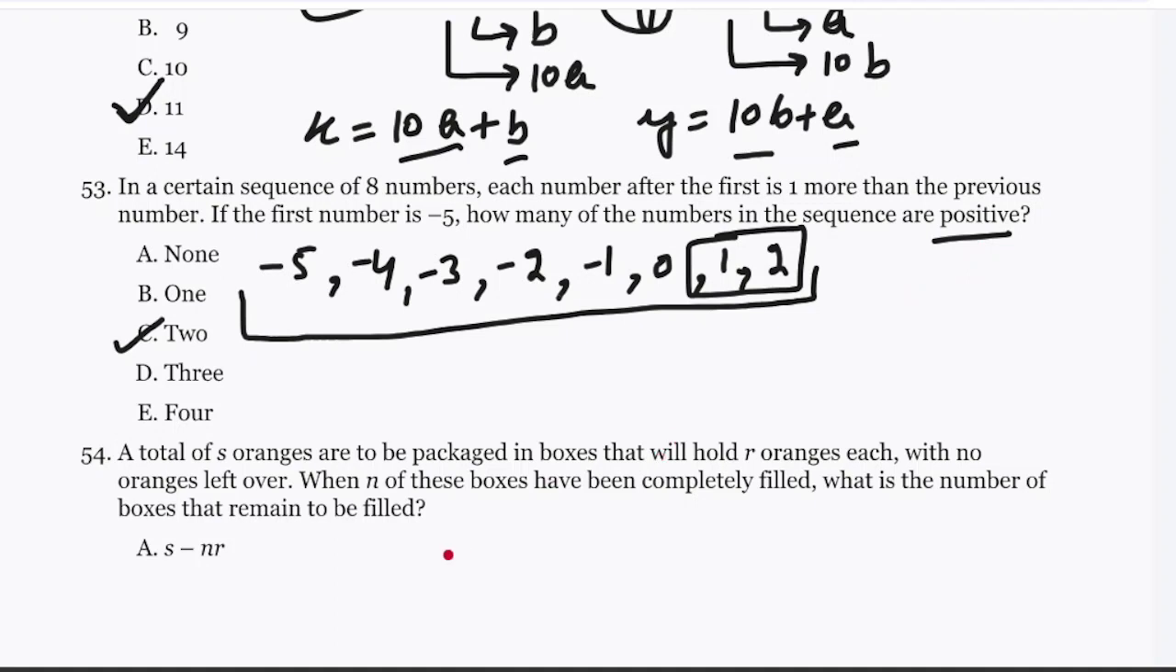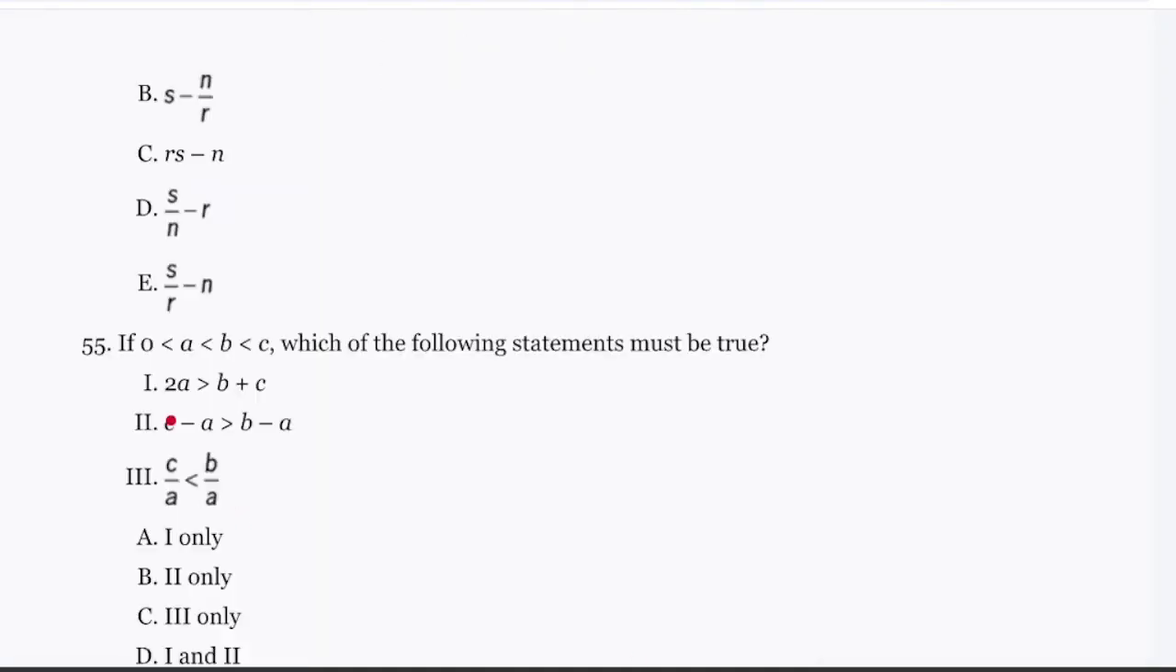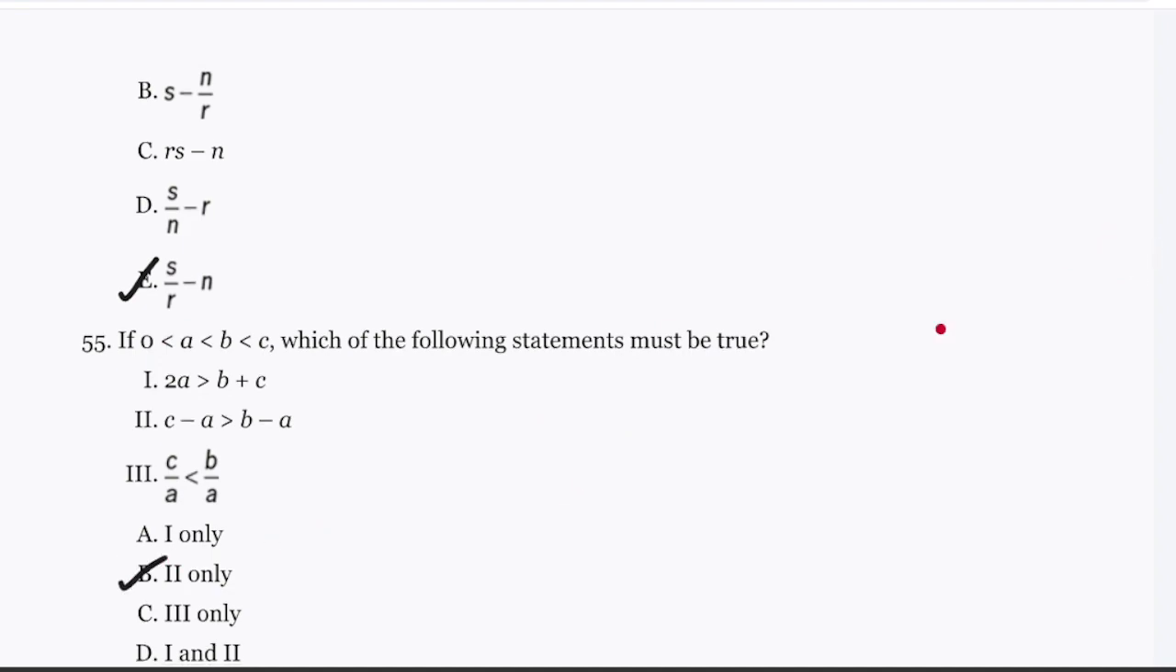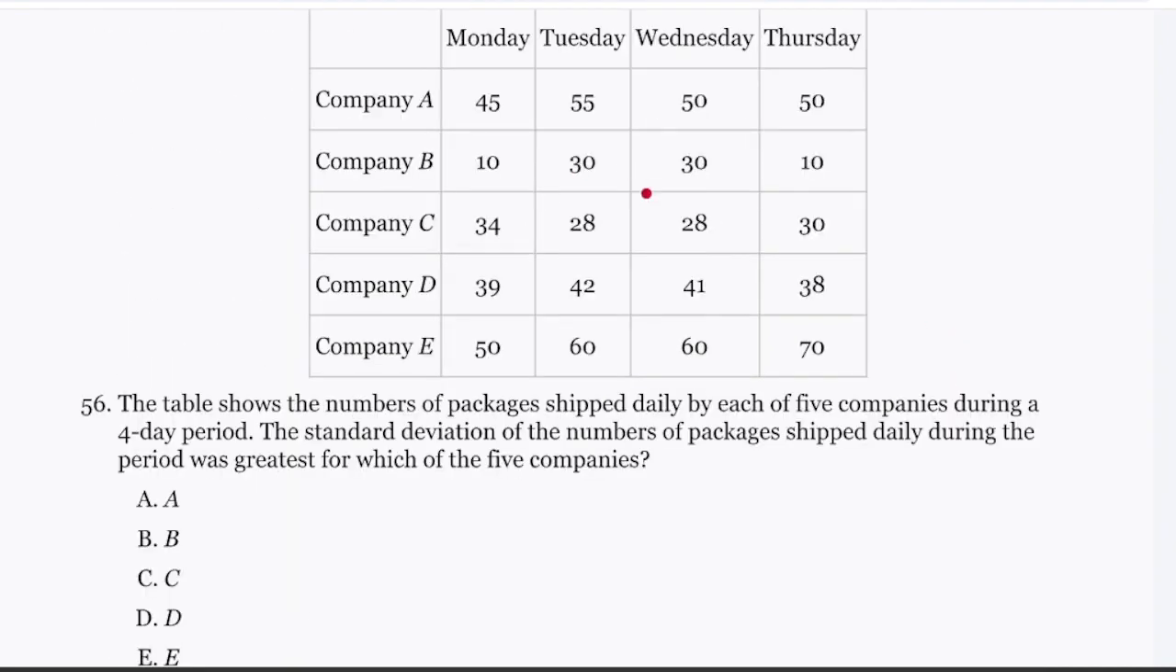Answer 54, please. S by R minus N. That is option number E. That is right. Number 55. 55 is B. Yes, this one. Okay. 56 says Monday, Tuesday, Wednesday, Thursday, company A, B, C, D, E.